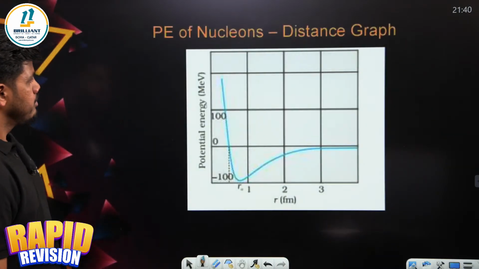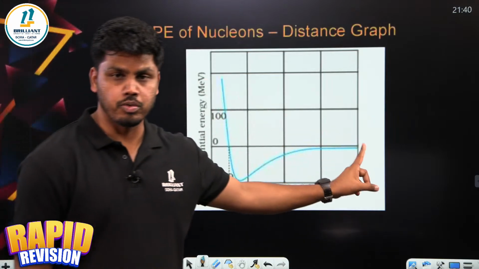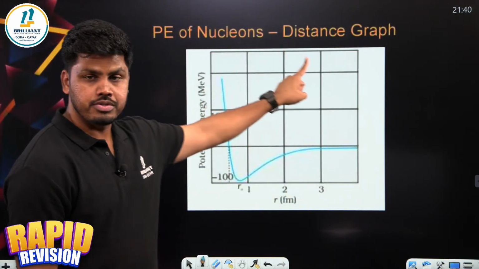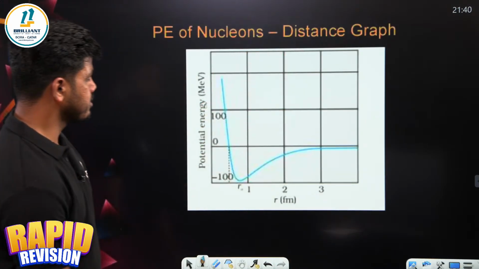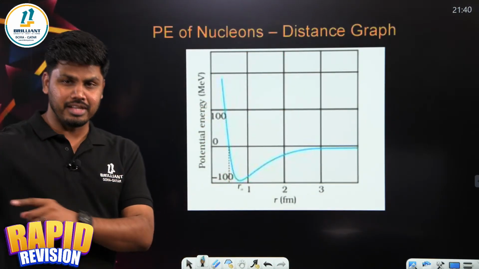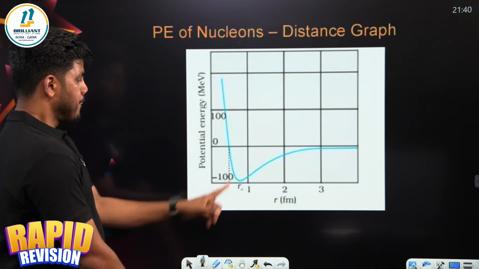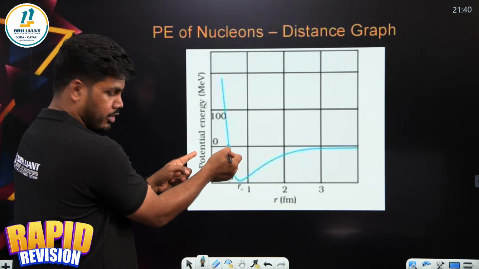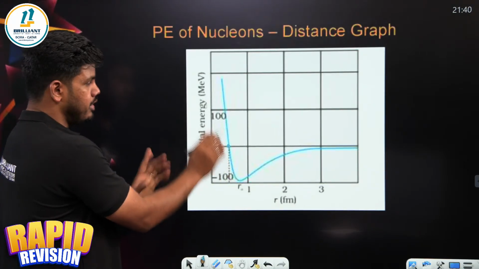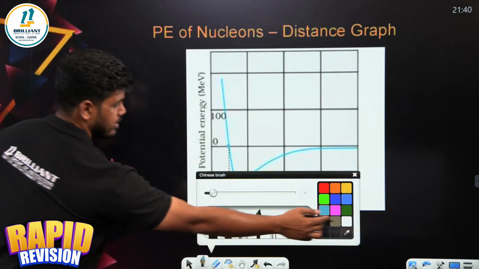Yes. Then this is the next graph I told you: potential energy versus internucleon distance graph. This graph we also explained in one of the lives before, so I told you to remember this graph and its values, where we have to make it 0 and all. Actually, what are we trying to do in this graph?